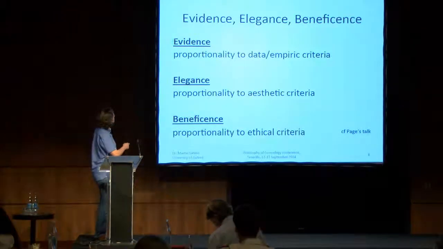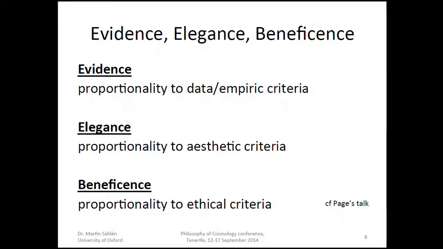And so the ones I'll think of: evidence is the usual Bayesian thing. I'll just put these words here as a way of structuring this a little bit. Elegance, which is some kind of aesthetic criteria, and beneficence, as I mentioned, some kind of ethical or purposeful criteria. Okay? And these have come up in various talks, for instance, Don Page's talk. So how might one attempt to do something like this?